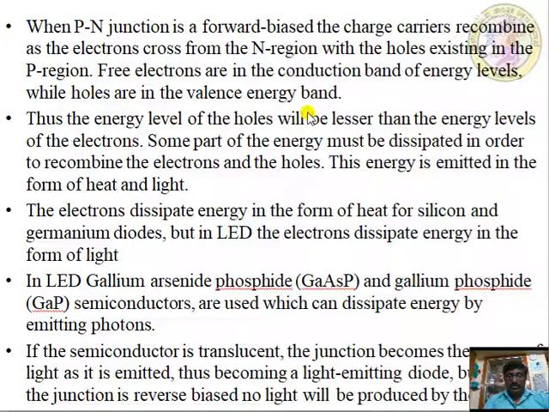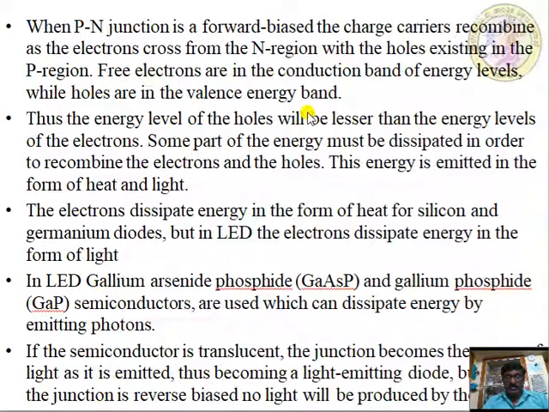Thus the energy level of the holes will be lesser than the energy level of the electrons. Some part of the energy must be dissipated in order to recombine the electrons and the holes. This energy is emitted in the form of heat and light. The electrons dissipate energy in the form of heat for silicon and germanium diodes, but in an LED the electrons dissipate energy in the form of light.